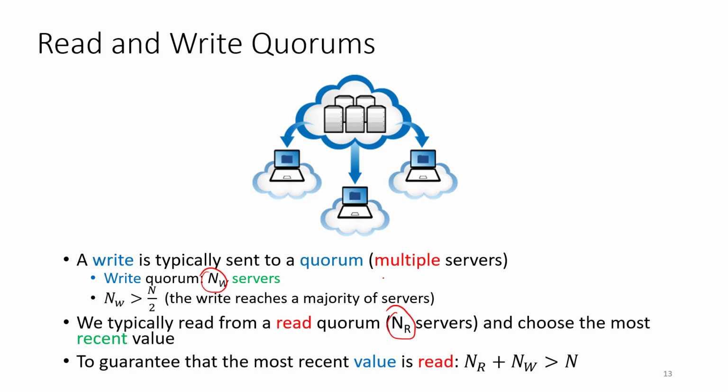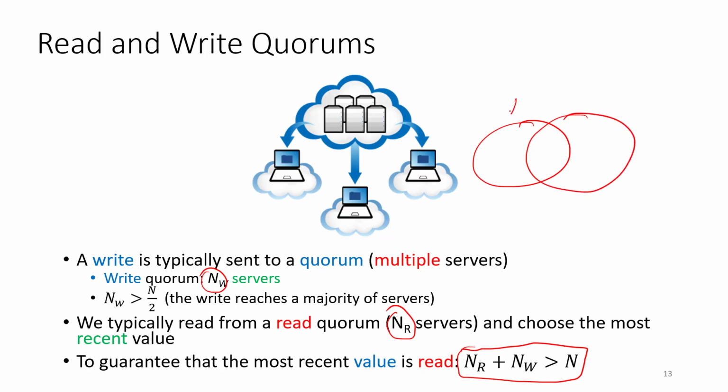So to guarantee that the most recent value is read, the only condition that needs to hold is NR plus NW is greater than N, which basically will then ensure that the read quorum and the write quorum have an overlap, and the overlap will provide the latest value of the write. So of course the implicit assumption in the definition of a quorum and these quorum based writes is that when you write you actually broadcast it to the entire quorum, all of them update it.